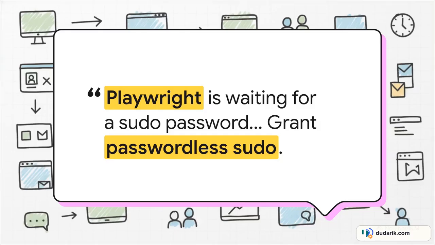Then we have GitHub issue number 109. This is a notorious bug for users installing via Windows Subsystem for Linux, or WSL. During dependency installation, the setup entirely stalls. It just stops. The documentation explains it like this. Playwright is waiting for a sudo password that has no TTY to read from. Grant passwordless sudo for the install, then revert.